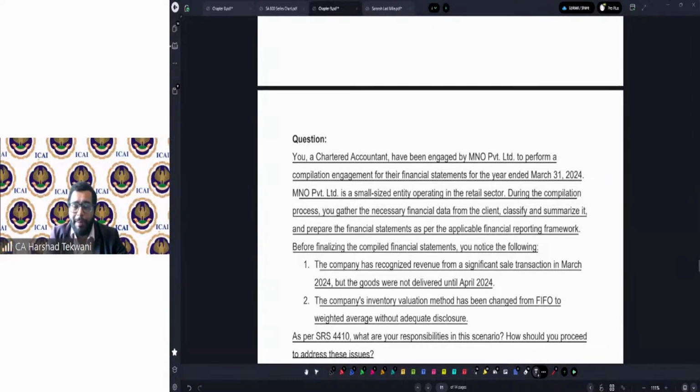What if you are not able to withdraw due to legal laws and regulations? What would you do? So let's say, for example, management is not ready to rectify and you are not able to withdraw. What would you do? Come on, guys. What would you do if you are not able to withdraw?